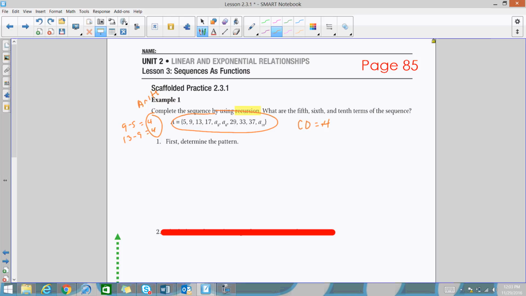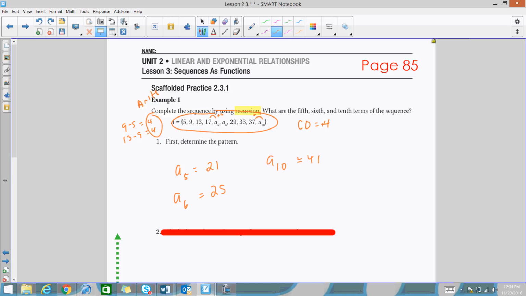So let's find the 5th term. So a sub 5. Basically, since you're adding 4, you're going to go 17 plus 4. 17 plus 4 is 21. And then a sub 6, well, that's just adding 4 again. 21 plus 4 is 25. Now, how do you find the 10th term? So a sub 10, again, you add 4 again. 27 plus 4 is 31. And that's how you do it.